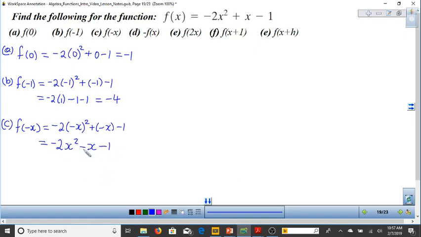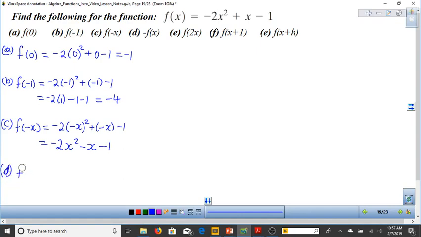And that's all we get. This is all we can do. We cannot simplify this anymore. We cannot combine like terms. So we're done with this question. F of negative x is negative 2x squared minus x minus 1, which is different from what we had, because in the original, it was a positive x, not a negative. Then let's go on to part D.